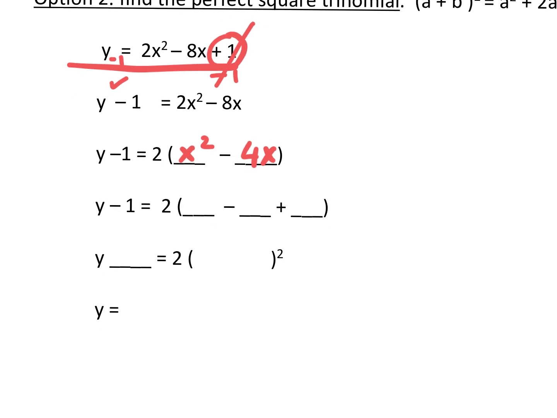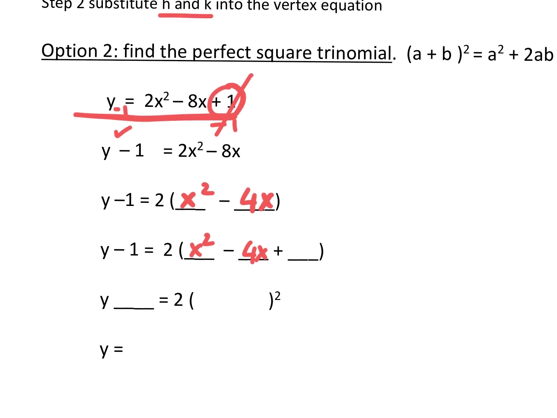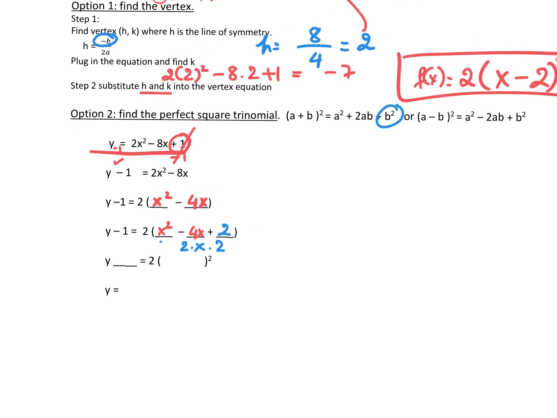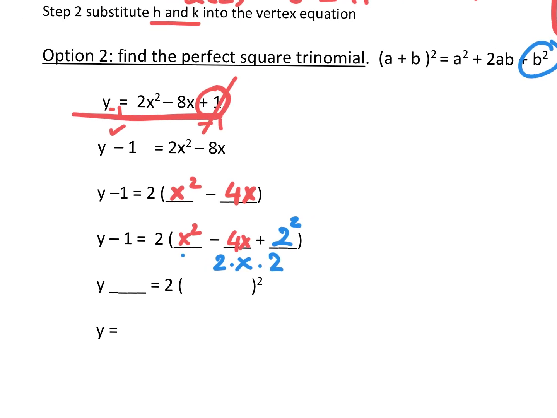Now we're going to bring in the perfect square trinomial. So x squared minus 4x, and I'm going to have to add something. Imagine the first term, you square it. The second term will be 2 times x times what to get 4? Times 2. So this is missing a 2. And we have to square the last term for the perfect square trinomial. So we have 2 squared.